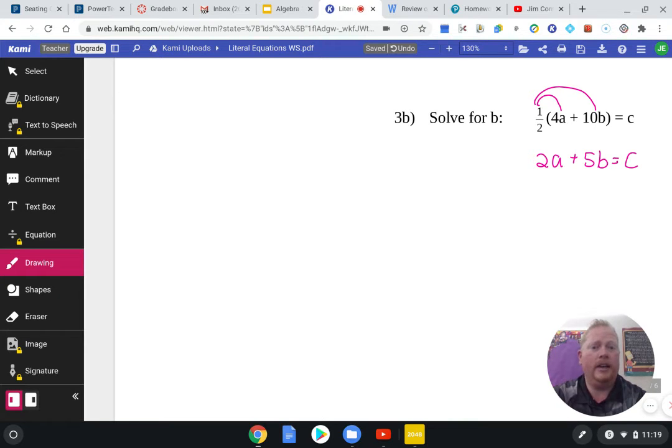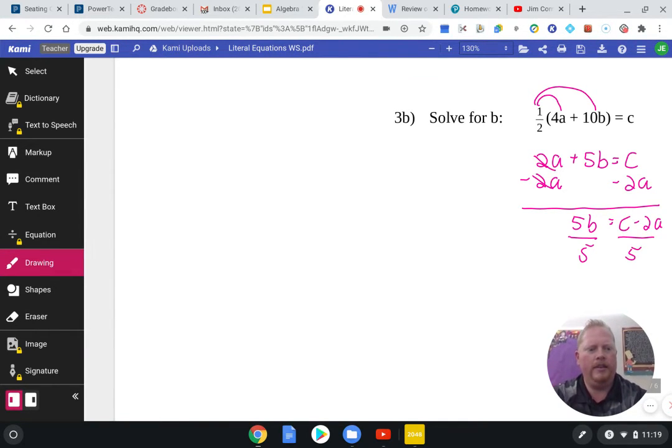I'm trying to get b all by itself, so I need to get rid of the 2a. And I need to get rid of the 5. I'll get rid of the 2a first. Since it's a positive 2a, I'll subtract 2a. So now I have 5b equals c minus 2a. Divide by 5. And my final answer is b equals c minus 2a all over 5.